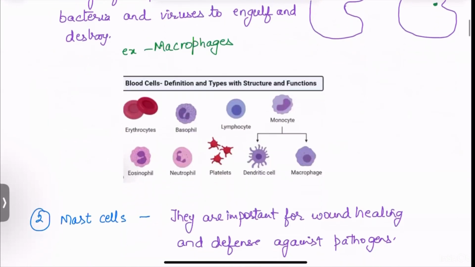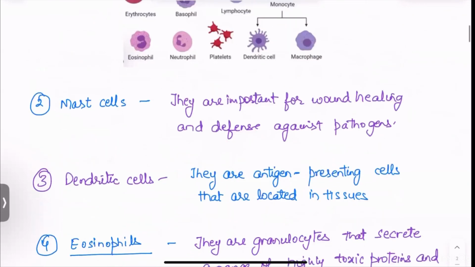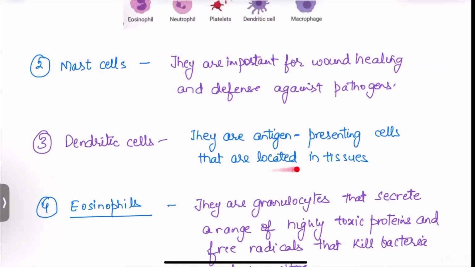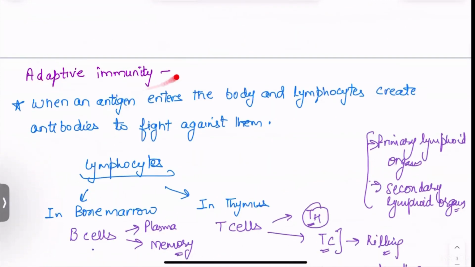Second, we have mast cells. They're important for wound healing and defense against pathogens. Dendritic cells are antigen-presenting cells that are located in tissues. They are like detectives. They just collect evidence. They will collect pieces of antigen and they'll present it to the B cells and T cells, the factors of the adaptive immunity. Eosinophils are granulocytes. They have granules on them that secrete a range of highly toxic proteins and free radicals that kill bacteria and parasites.